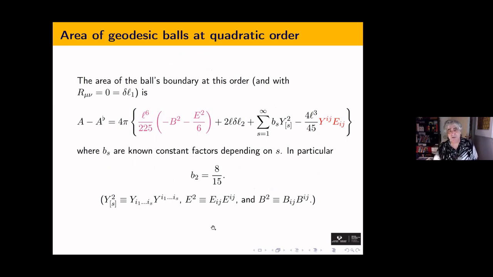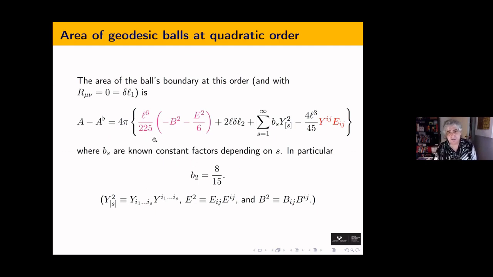Now, if you compute the area of the balls now, and you assume that the Ricci tensor is 0, and of course that the first variation is also 0, because we want to keep first order to 0, then the difference of the area with the flat space area is given by that. Here I'm using B squared is just the square of the magnetic part, E squared the square of the electric part, and all these squares here are just the squares of these spherical harmonic components, if you want.